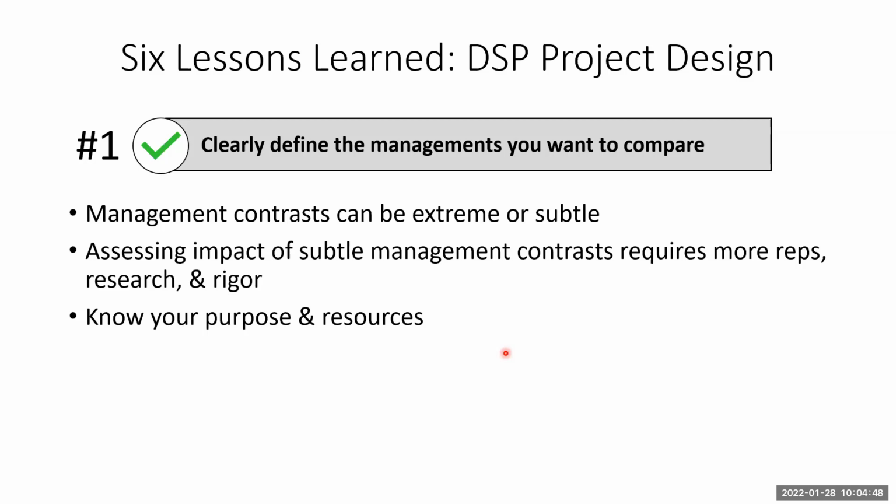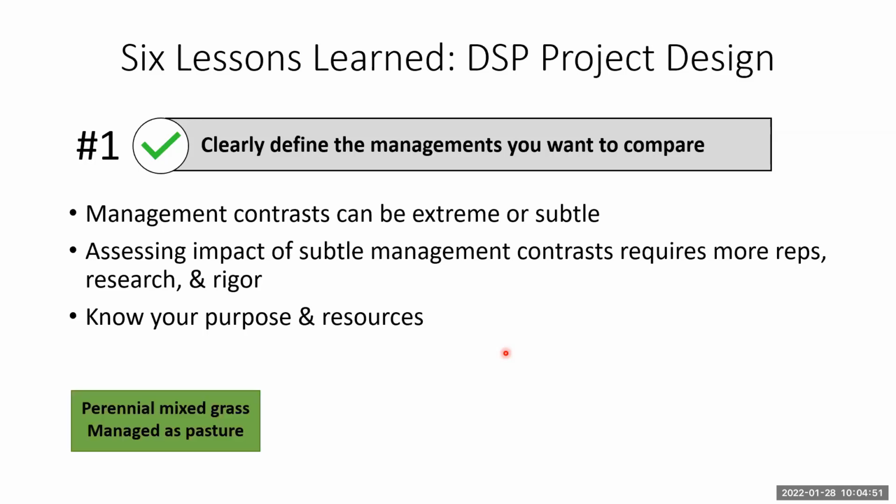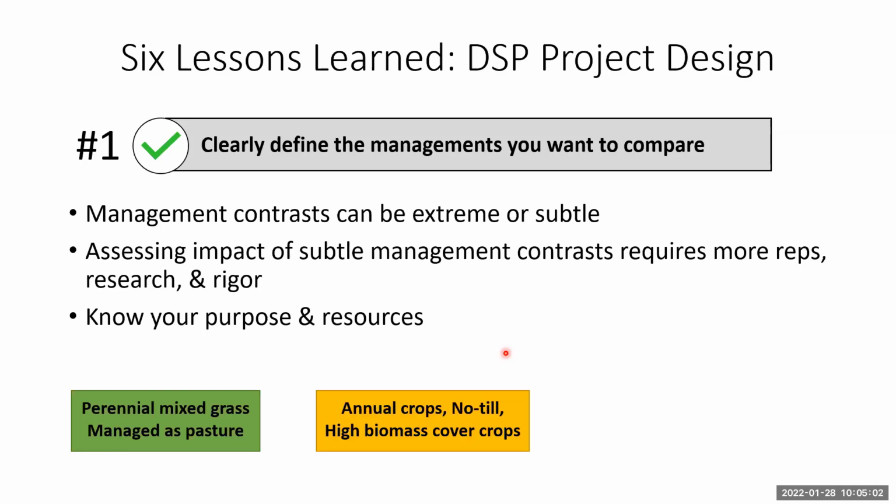And so just to give you some ideas of some of the managements that you could have for a DSP project, you can have a perennial mixed grass field that's managed as a pasture, which may be one of your managements. You might have one that is a crop field that has annual crops, but it's no-till. They use high biomass cover crops. They incorporate a lot of conservation practices into their management. And then on the extreme end, you can have a cropping system where there are annual crops with conventional tillage and no cover crops.